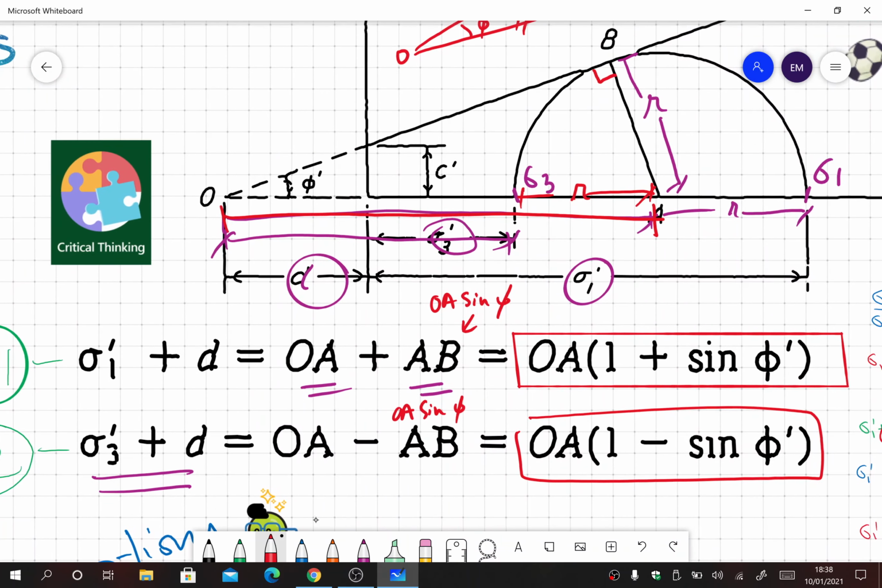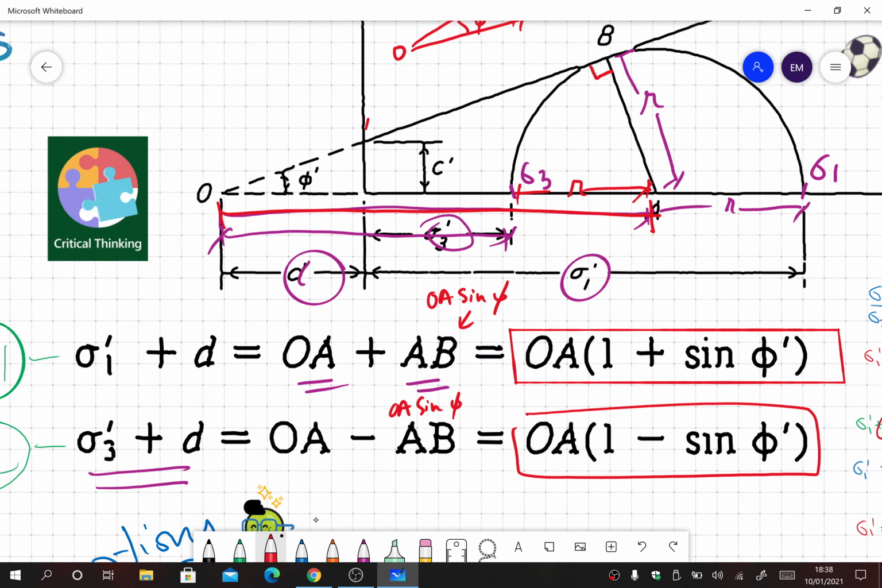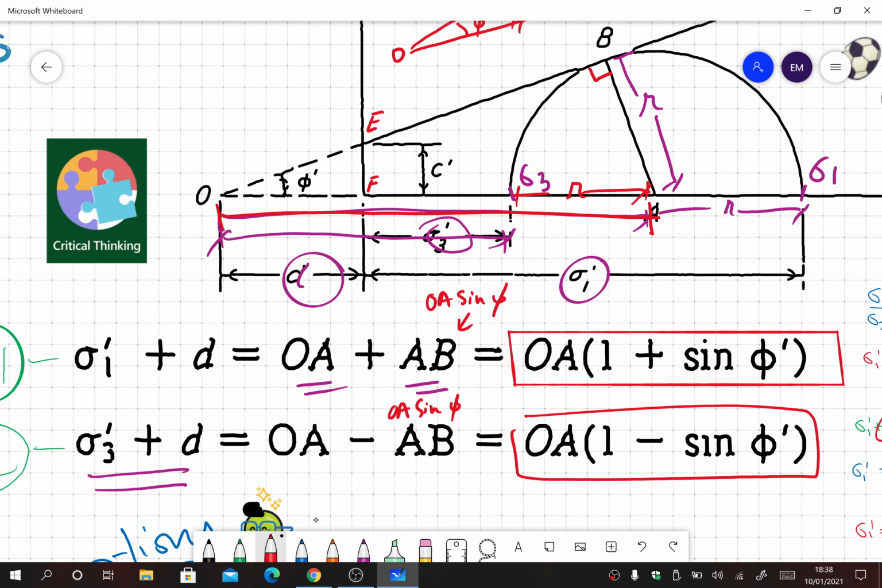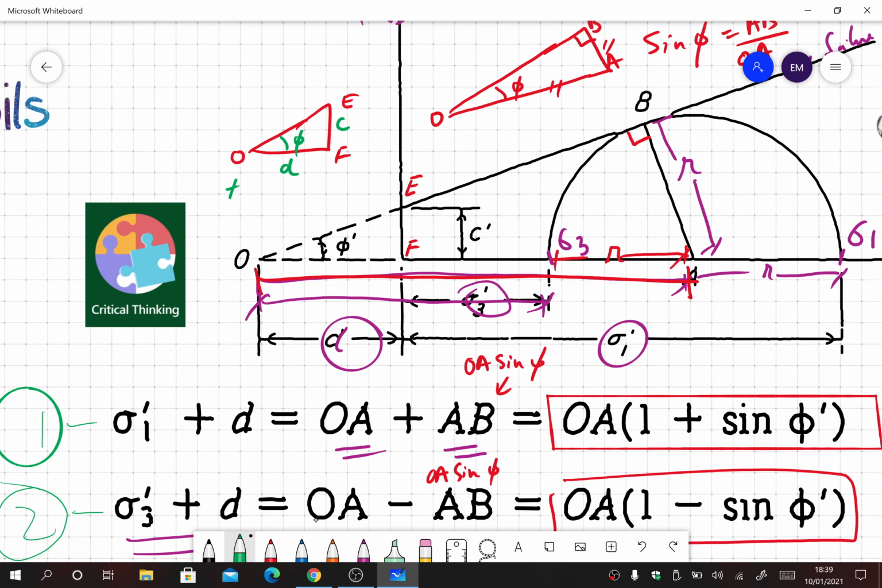Okay, so from this triangle, let me call this E and this F. So in triangle OEF, EF, this portion here, is cohesion, and this is D, and this is phi. So tan of phi is equal to C over D.